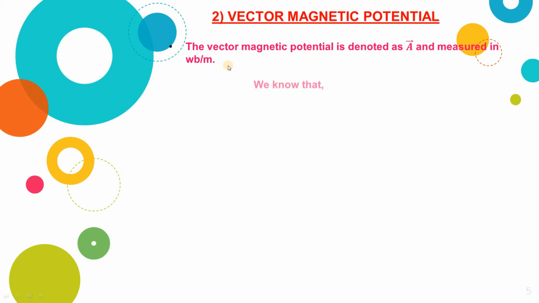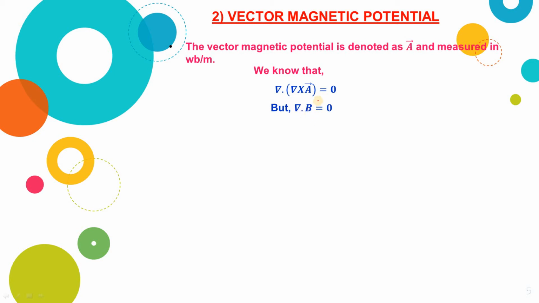Okay, and it is measured like this. So we know the second identity is nothing but del dot del cross A is equal to 0. But according to the point form of magnetic field, point form is also called the differential form. According to the point form of Gauss's law for magnetism, del dot B is equal to 0.